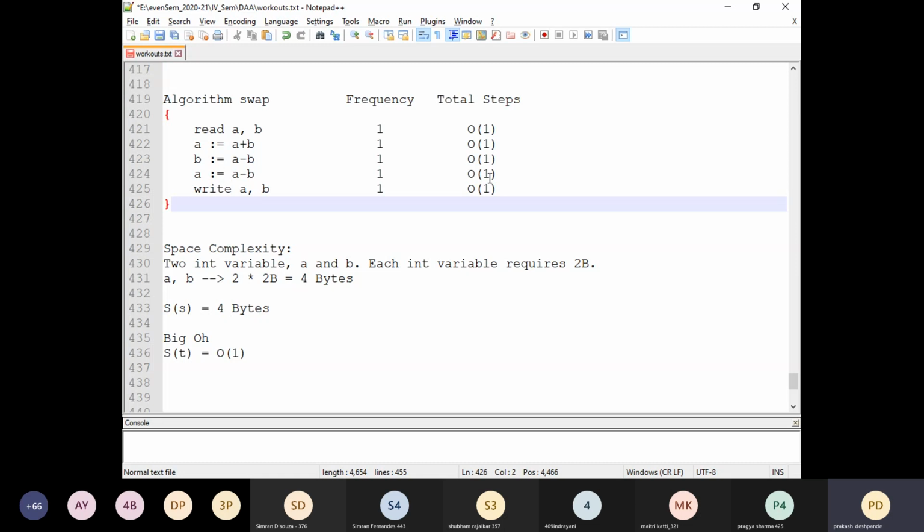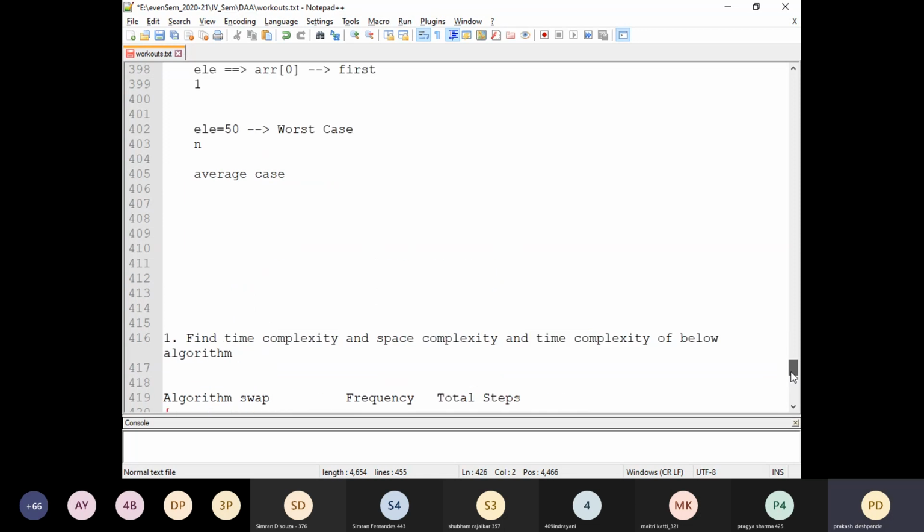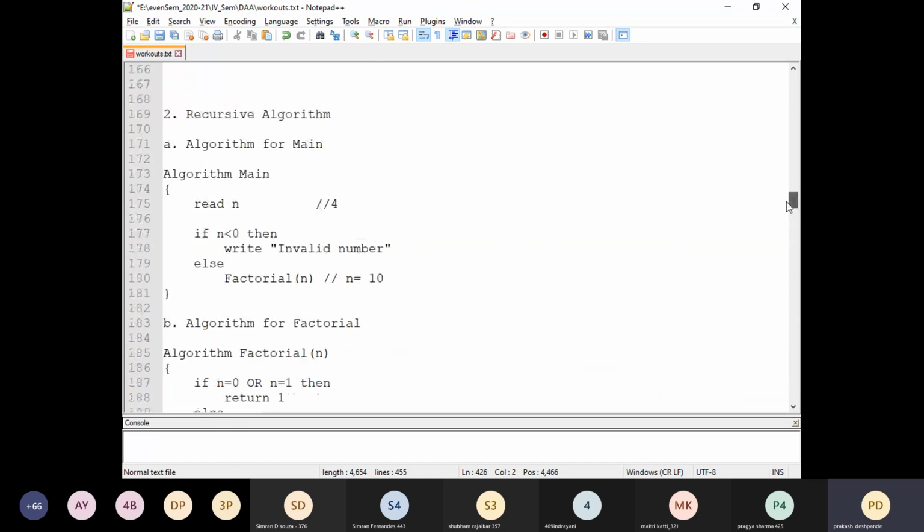Let us take some other example and try to find out the space complexity and the time complexity of that particular algorithm. Let us take an example which is a little more difficult than this one, the one which we have solved previously.